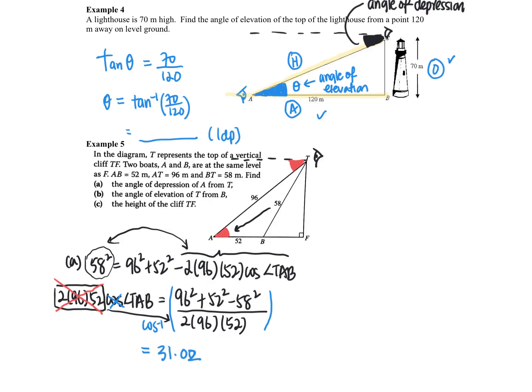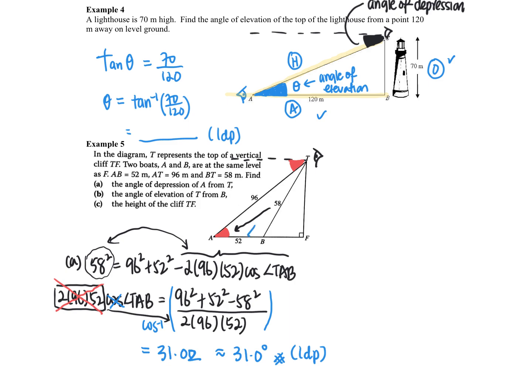So we can say it's 31.0, 1 dp. So that's A's answer. Next, I want to find the angle of elevation of T from B.